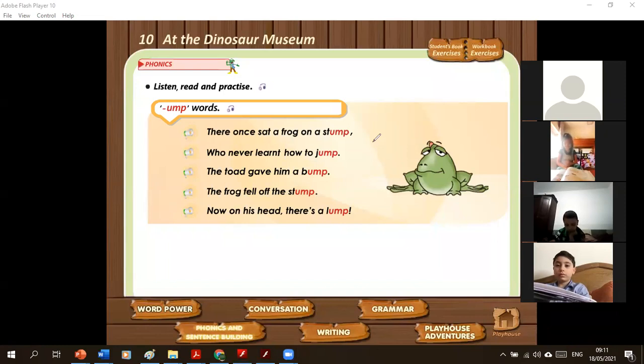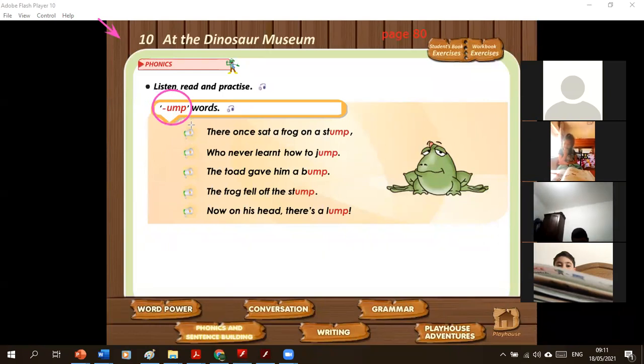Let's start with Aline. Today, inshallah, we're going to start with the phonics. Page 80. Okay. What do we have for today? We have phonics. Let's start with the phonics, talking about the words that end with U-M-P. Okay? Listen carefully. I will ask you to read after me.